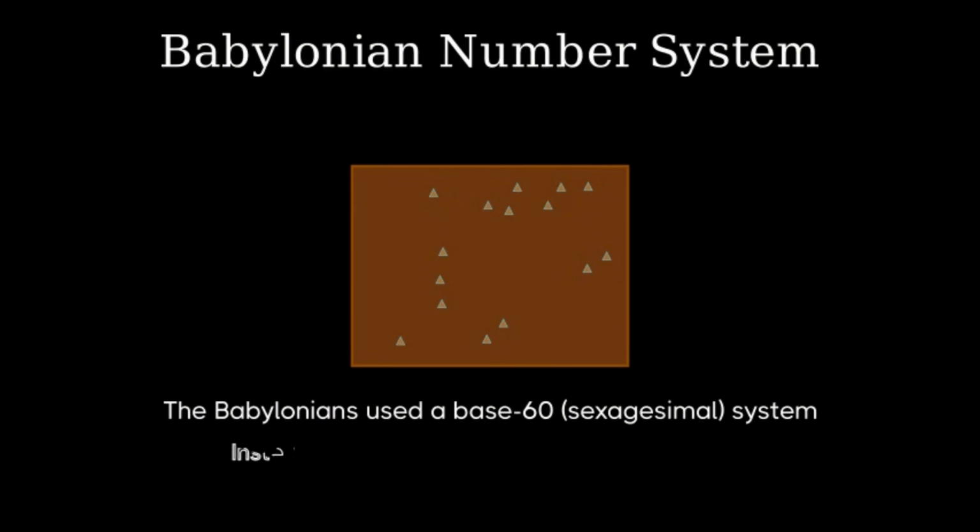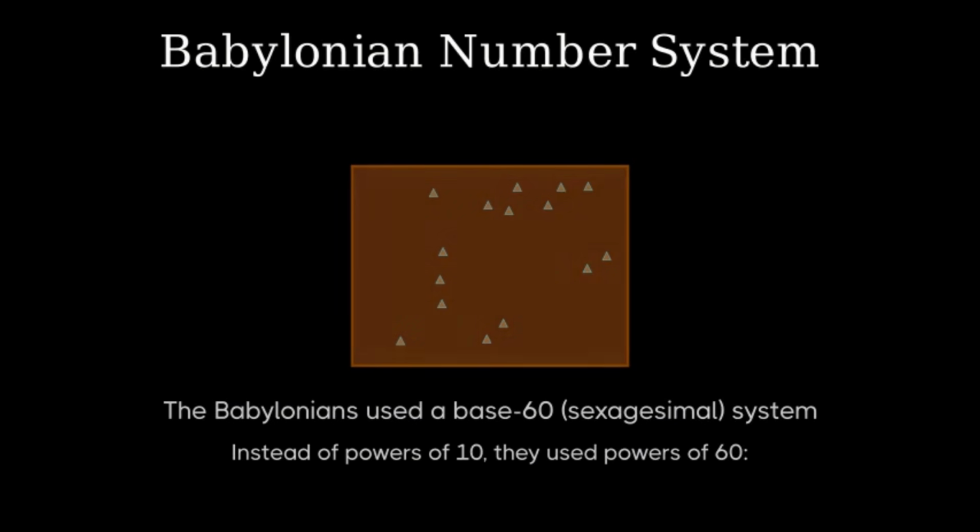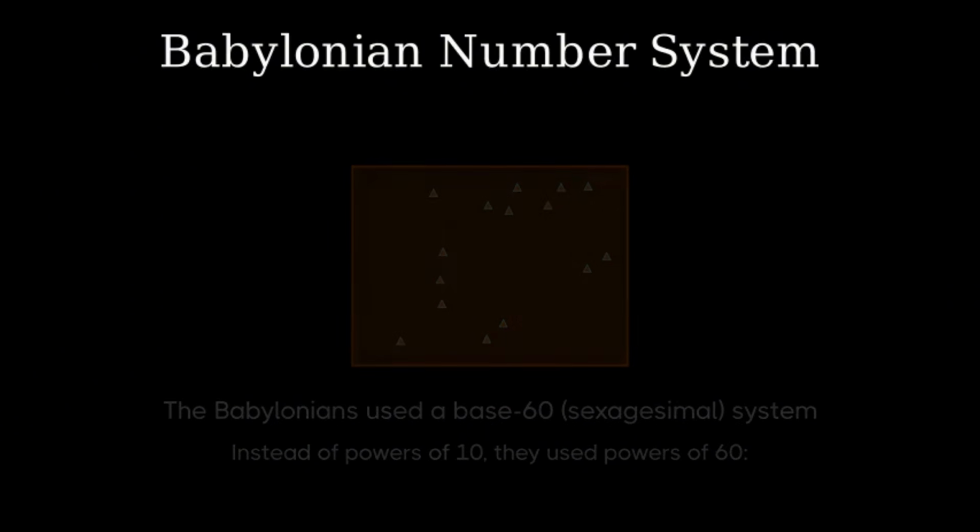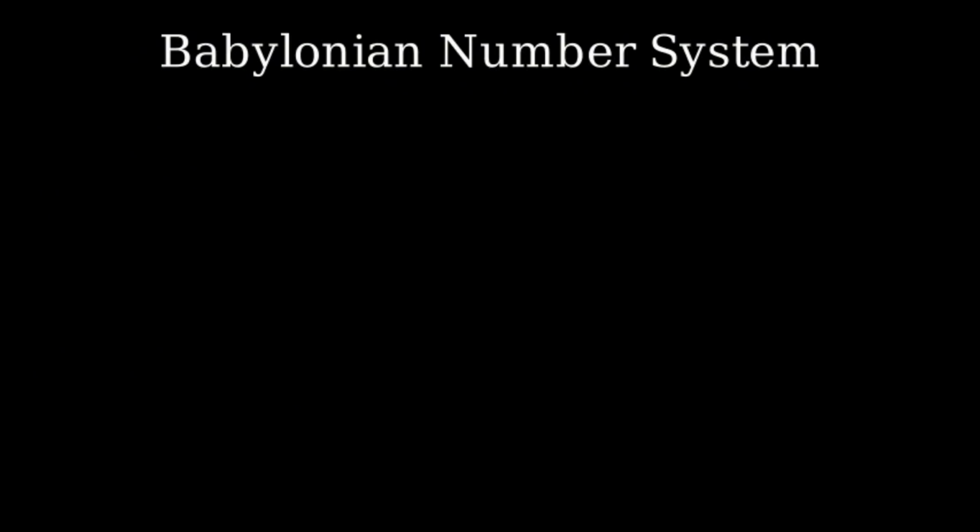In our decimal system, we have ones, tens, hundreds, and thousands. In the Babylonian system, they had ones, 60s, 3,600s, and so on. Each place value was 60 times greater than the previous one. This base 60 system wasn't just a mathematical curiosity. It shaped how we measure many things in our modern world, including angles, time, and geographic coordinates.